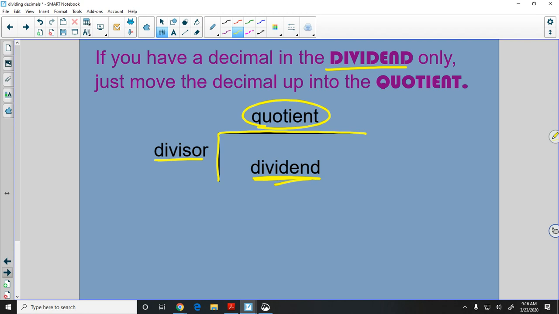So for example, let's say I was doing 9.27, 9 and 27 hundredths, divided by 3. Notice I only have a decimal in my dividend. So what it says is I just take this decimal and move it straight up and plant it right there, and then we just pretend the decimal doesn't exist. Okay? That's going to be your easiest thing.